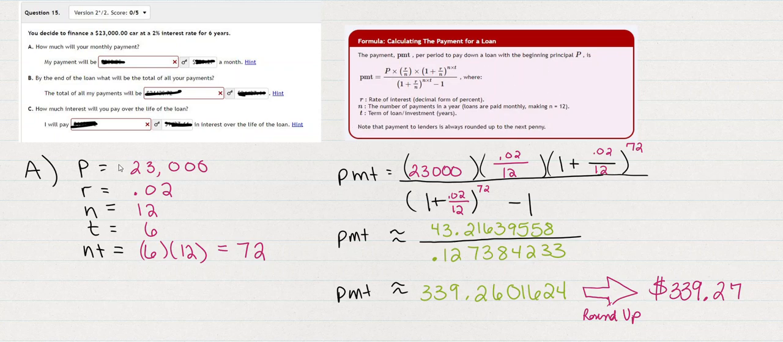So the principal is P, the amount for the loan is $23,000. The interest rate of 2%, I've changed it to a decimal by taking 2 and dividing by 100, or moving the decimal 2 to the left. N is the number of payments in a year. That's 12 monthly payments, so N is 12. And we're told that it's for 6 years, so time is 6. And I'm going to add that the total number of payments is going to be 12 payments times 6 years, or in other words, N times T, which is 72.